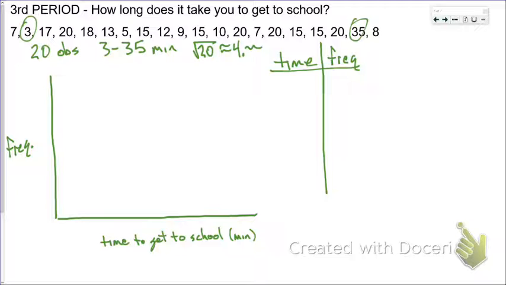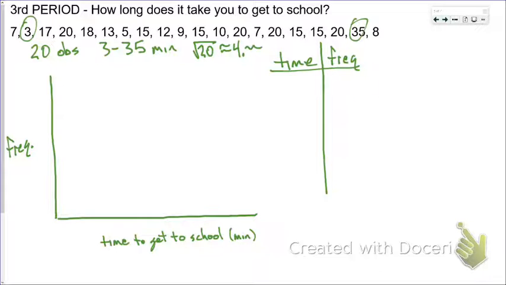I got a range of 33 minutes, and I'm looking at 5 classes. I could assume 0 to 35. You are allowed to pick nice round numbers. So we could divide 35 by 5 and just say classes are 7 minutes wide.